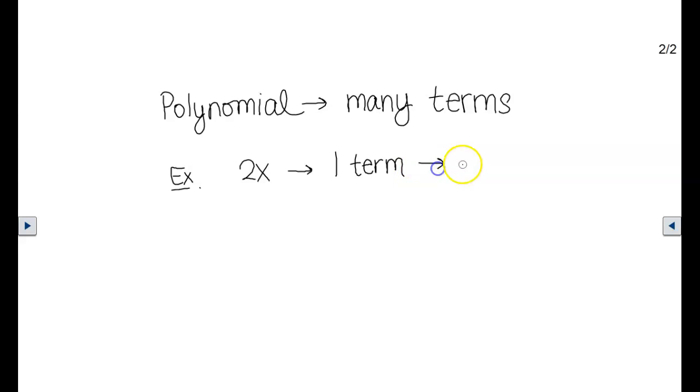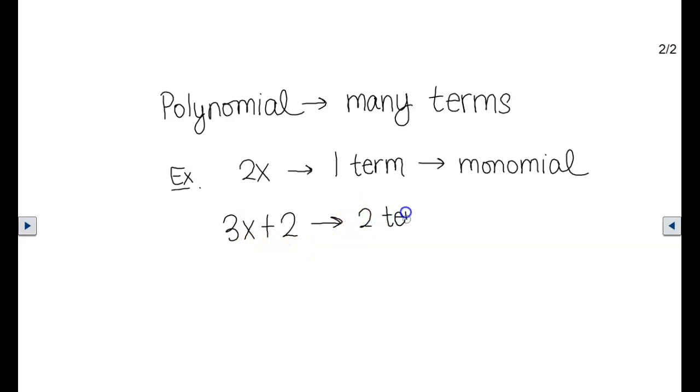And in that case, I could be a little more specific and call this a monomial. The prefix mono means one. So 2x is a polynomial that has many terms, in this case only one, and I would call that a monomial. If I had 3x plus 2, notice I have a plus sign that's connecting two things. So this would be 2 terms. And I could more specifically call this a binomial.